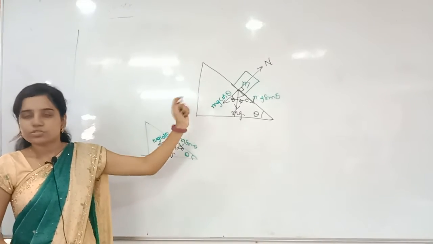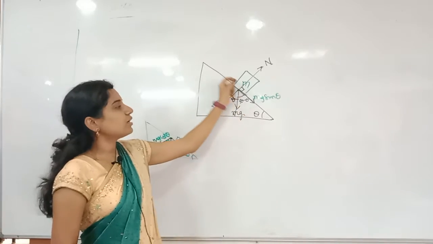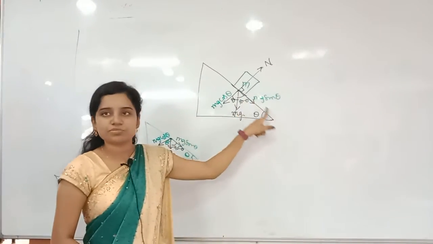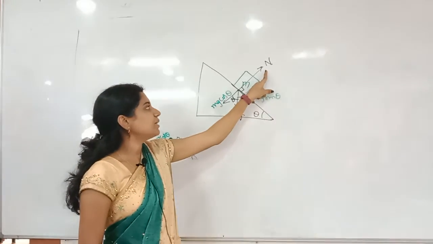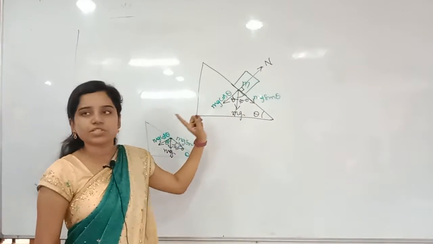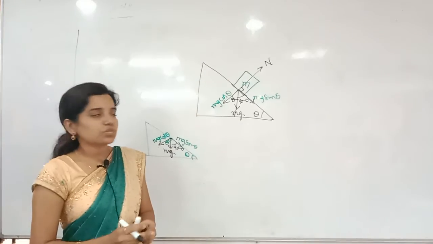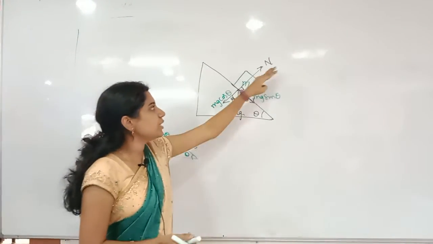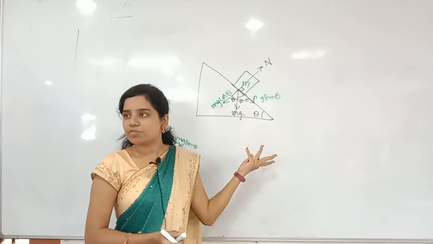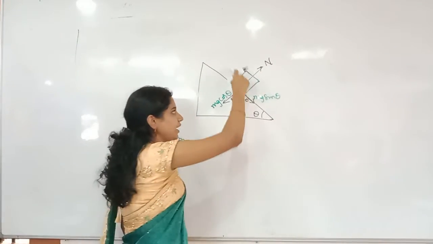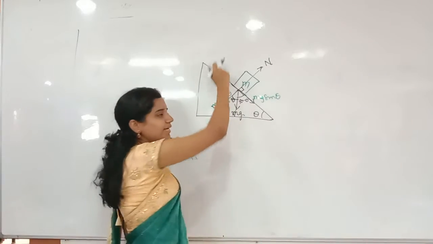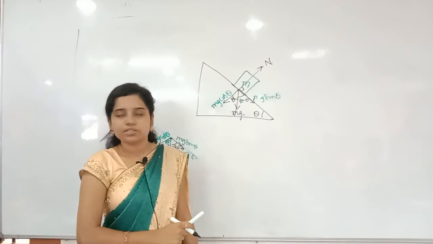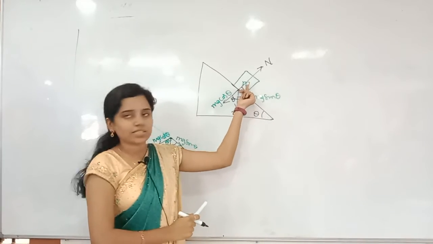Everything is clear now? So the block on the inclined plane always slides down with the force mg sin theta. The normal reaction is opposite to mg cos theta. So the block is sliding in this direction only. Perpendicular to the inclined plane the block is in equilibrium, obviously. Why? Because it can either slide down or slide up, but can it move in this direction? It cannot move in that direction. So can I say the block is in equilibrium?